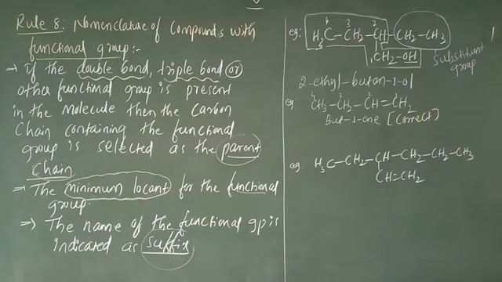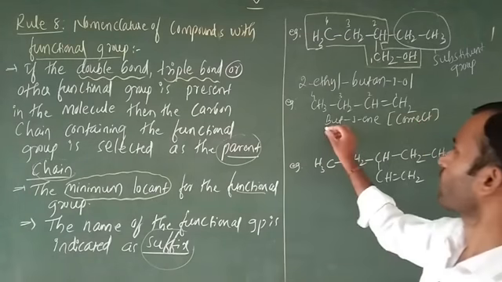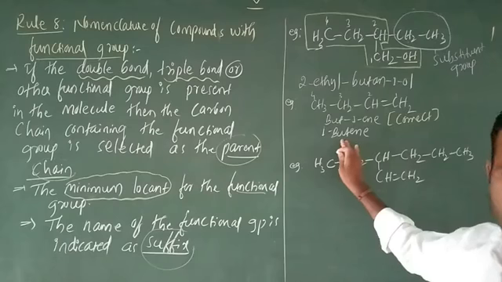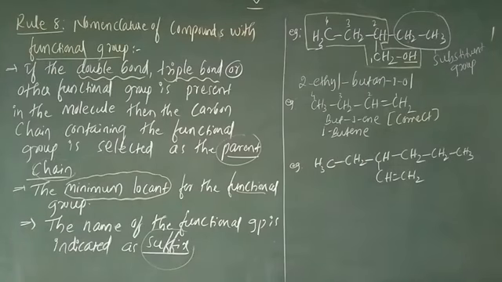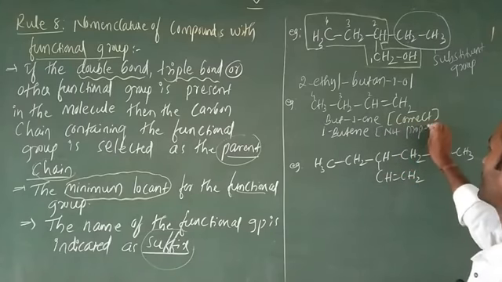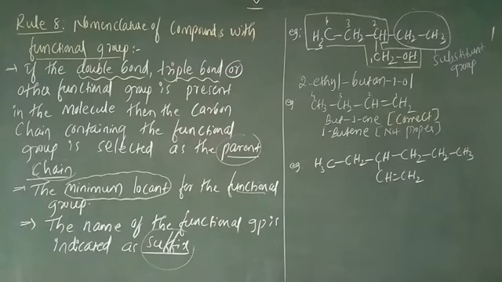Just I am going to write another. Some students are going to write 1-butene. 1-butene like this. This is also correct only, not wrong, but not a proper way. Next after that, some students are going to write like this, but 1-ene, 1-butene.